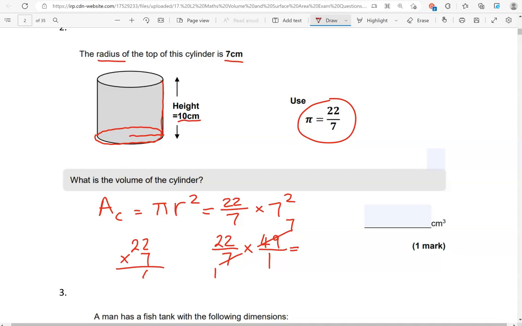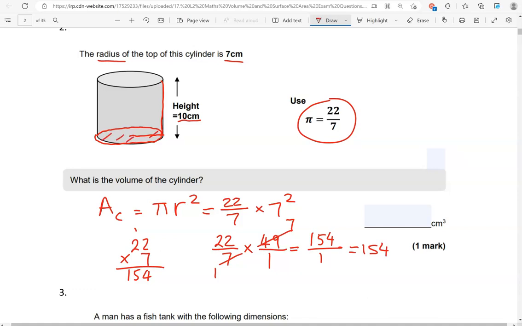Seven times 2 is 14, so 4 down, 1 carried over. 7 times 2 again, 14, and the 1, that is 15. So that is 154 over 1, which means just 154. So that's the area of the base.